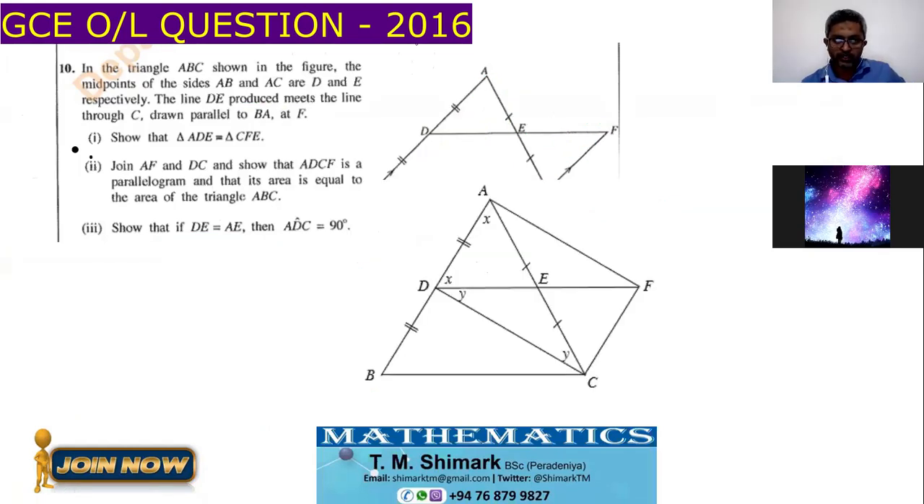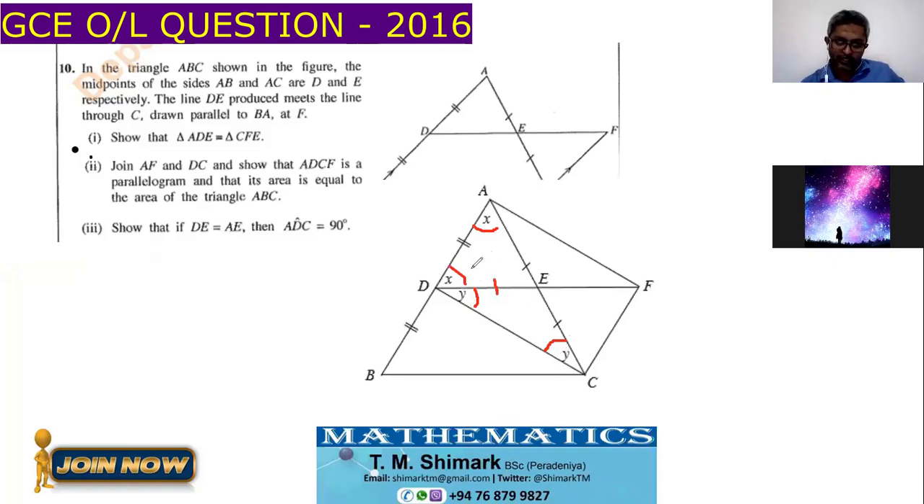Now, as we put X here, this is X, right? And this one, which we did not know, we took as Y, right? So this is going to be another Y. Why is it Y? Because they gave DE equals AE. DE equals AE, and that means DE and EC are equal, right? So these two are Y.